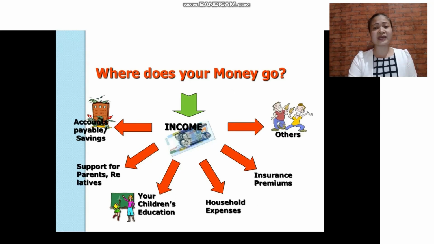Then, where does your money go? If you have money, where do you spend it? First, accounts payable and savings. Then, support for parents or relatives. Then, the most important one, your child's education. Invest in the education of your child or children. That is the most important.